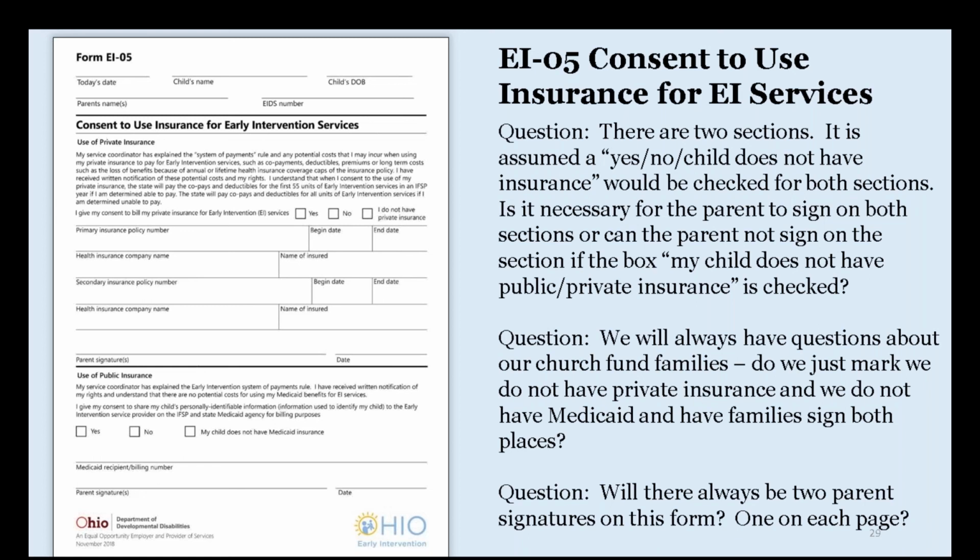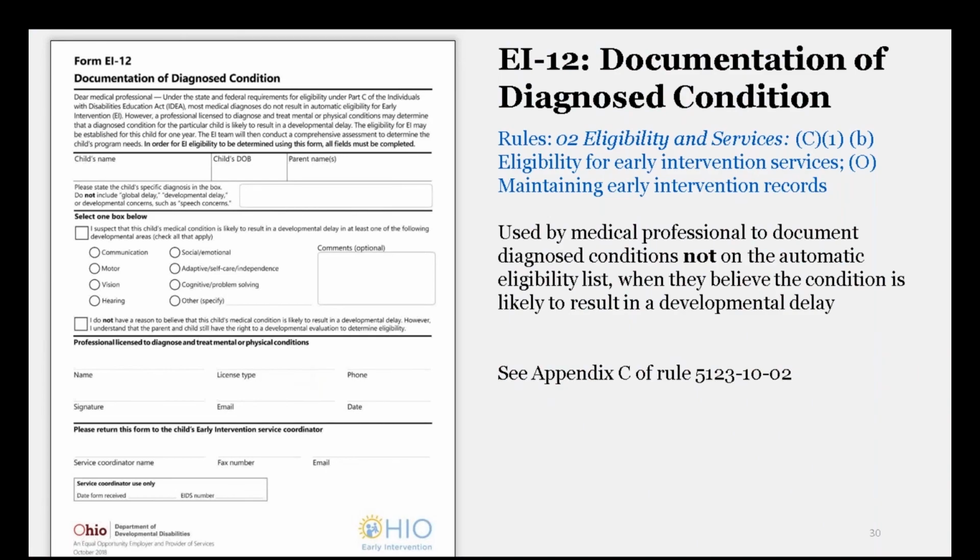Okay, EI 12. So the last two forms we'll discuss today are EI 12, which is this one, and EI 13 for the IFSP meeting notice. So EI 12 is documentation of diagnosed condition, and this form is used by the medical professional to document diagnosed conditions not on the automatic eligibility list that the medical professional believes for a particular child is likely to result in a developmental delay.